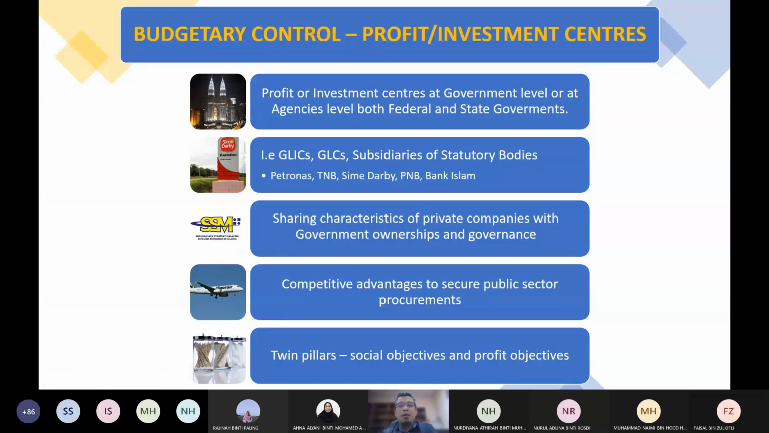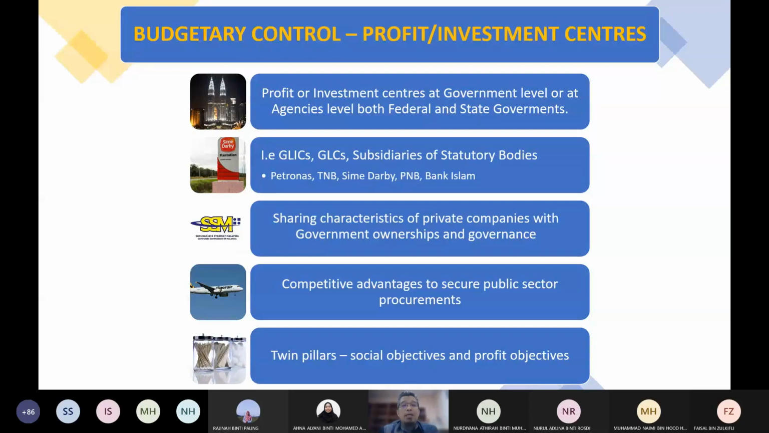Of course, social objective here refers to government priorities. Now when we talk about social, people just mention SDGs. SDGs are promoted not only by government but by the private sector as well. But even SDGs are promoted by GLCs, isn't it?